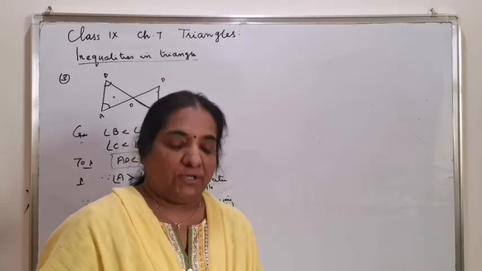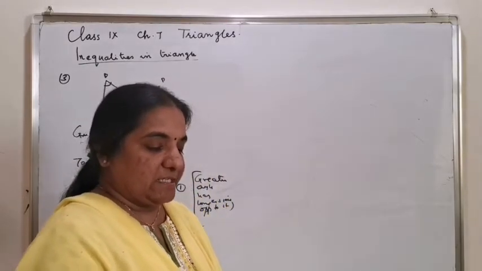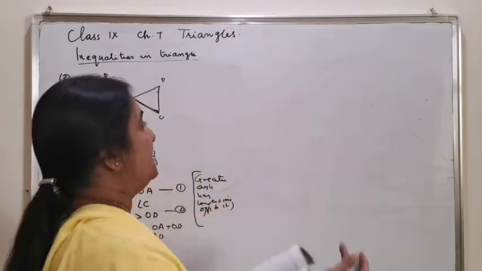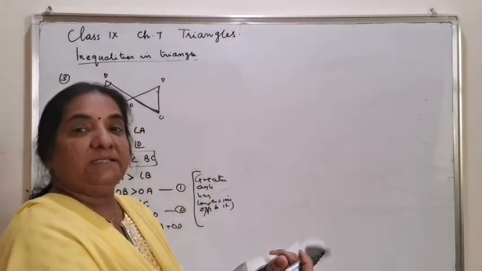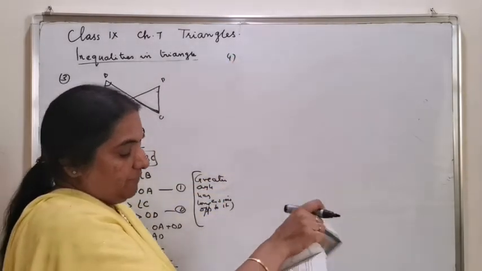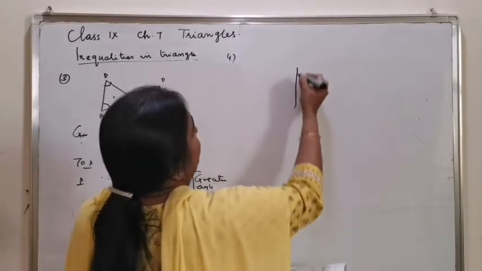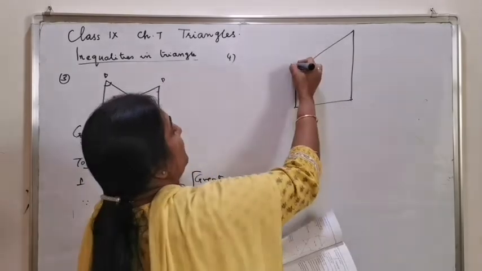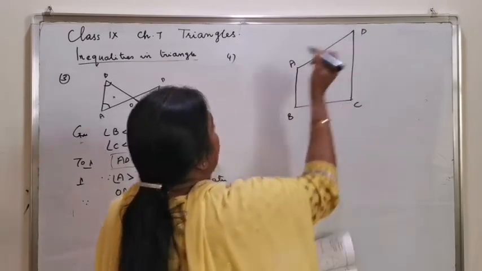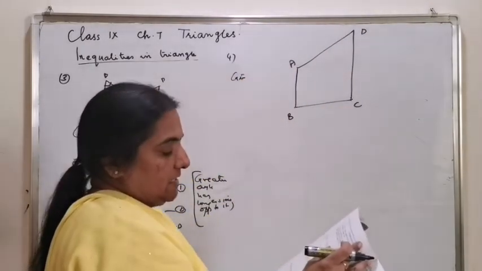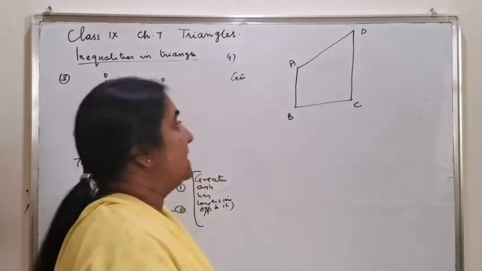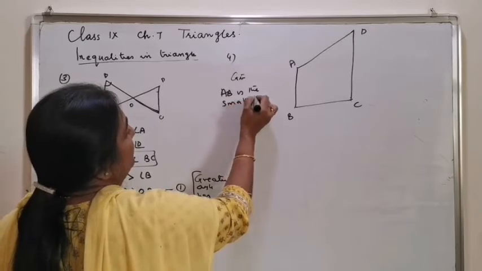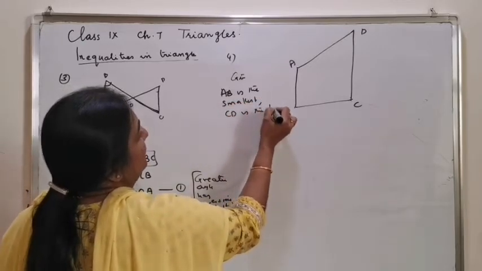Number 4, very important question. AB and CD are respectively the smallest and longest side of a quadrilateral ABCD. Underline the word smallest and longest. Number 4, ABCD is a quadrilateral. So what is the given condition? AB is the smallest and CD is the longest side.